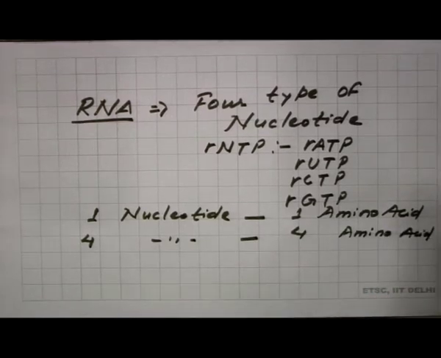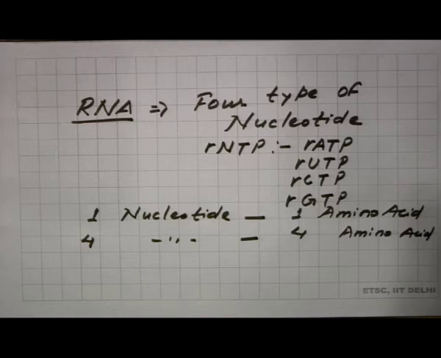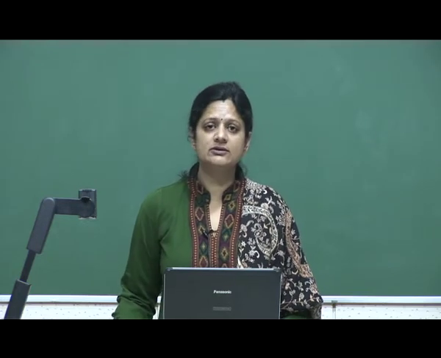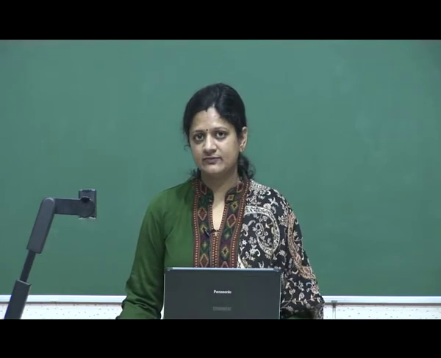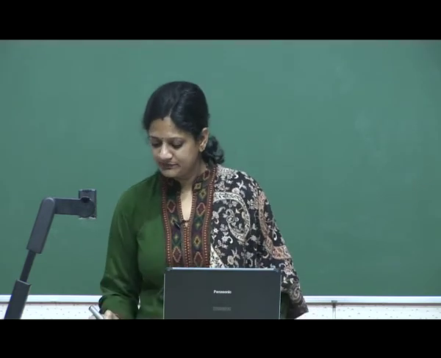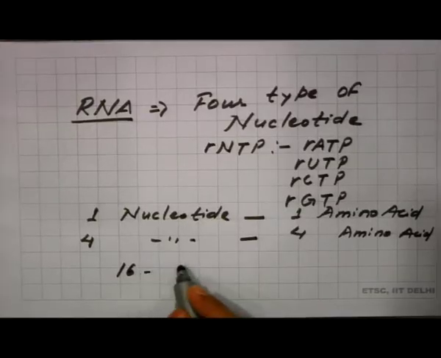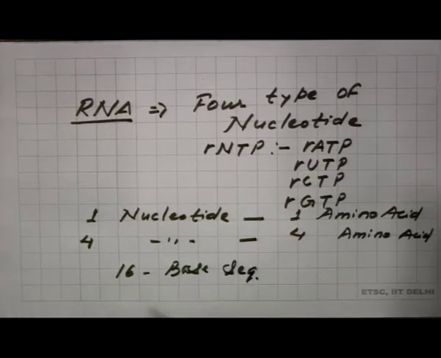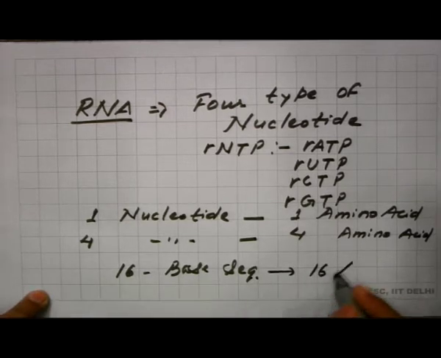But in a particular protein there are 20 standard amino acids. So, what about the rest 16 amino acids? So, this concept was not taken up by the scientists, and then they thought that it might be like 2 nucleotides combine together to code for one amino acid, and accordingly we can have 16 base sequences. If 16 base sequences are there in pairs of 2, they will code for 16 amino acids.